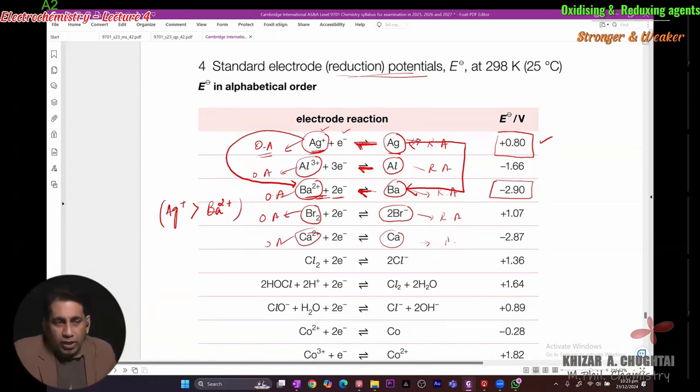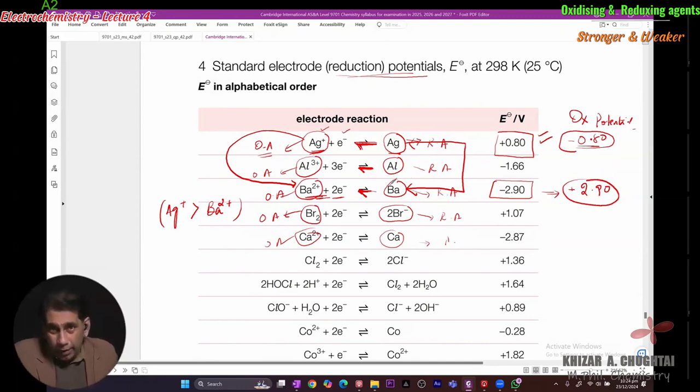To check the capability, as the reaction is moving in the reverse direction at the moment, I am going to invert these values. So this value will be -0.80. This is called its oxidation potential. The same is the case for the other value, which will also be reversed because this reaction is going to move in the reverse way. It will be +2.90 volts. Now in this comparison, barium is the winner.